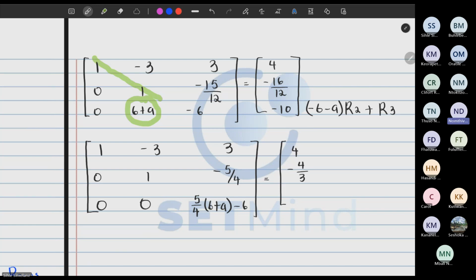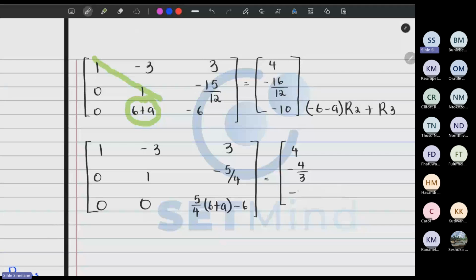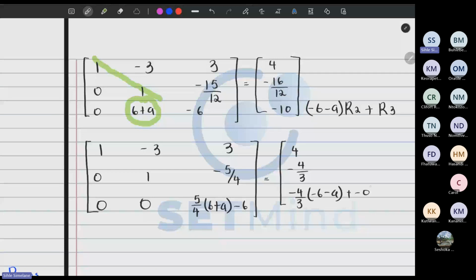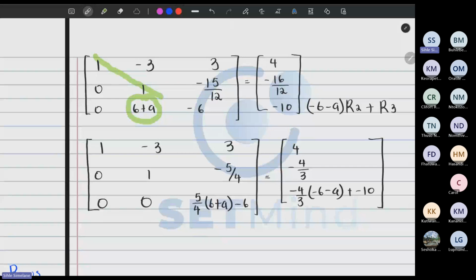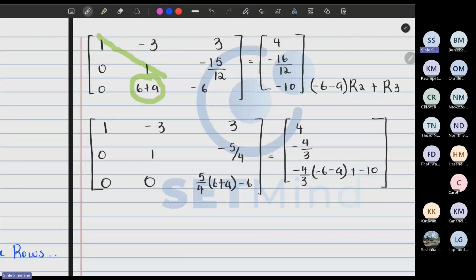Yes, sir. Okay. And then we do exactly the same for the other one. So we have minus 10 multiplied by minus 6 minus a. No, I must multiply the top one, which is from row 2. It is minus 4 over 3 times minus 6 minus a. Then I add what is on my row 3, which is minus 10. Okay, quickly try to simplify these and see what answer we are getting.